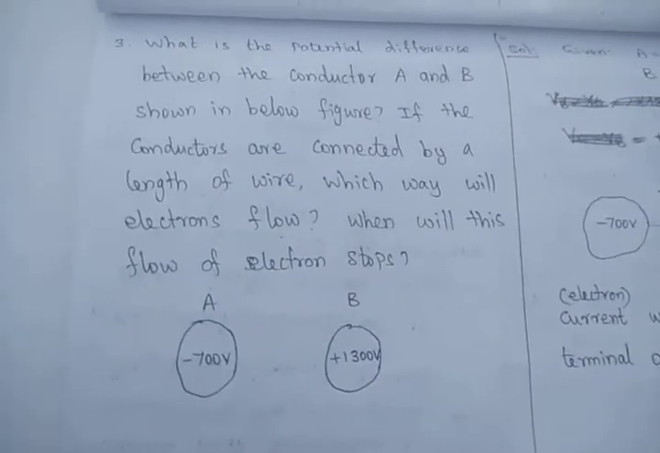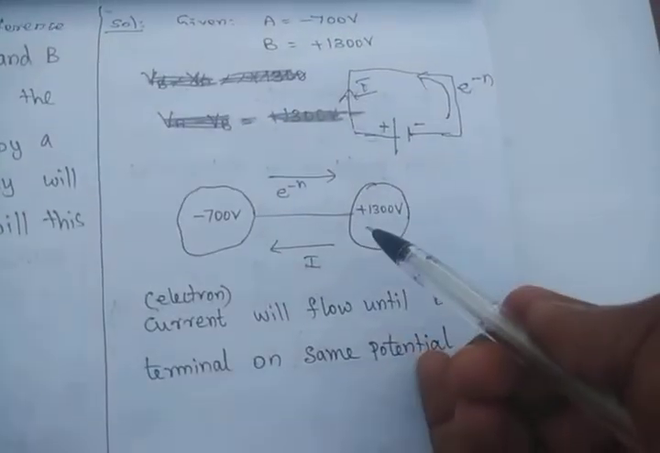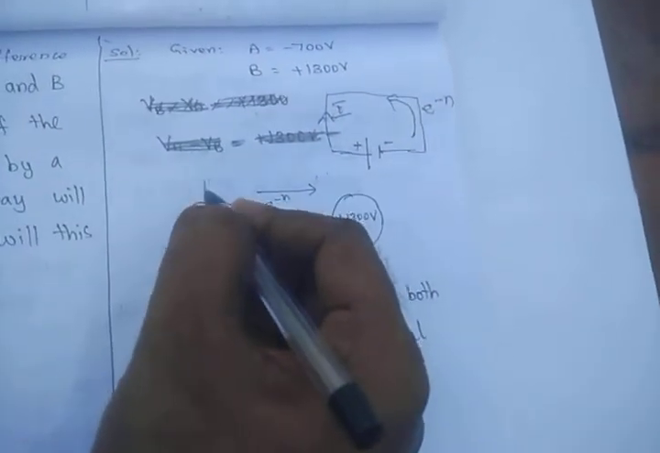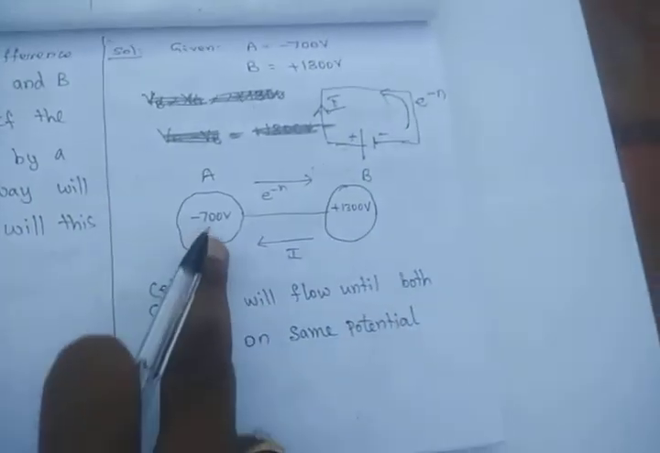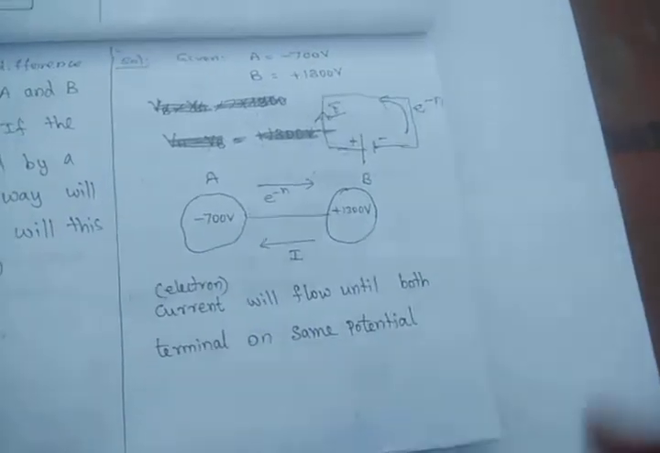The next question is, when will this flow of electrons stop? The flow of electrons will stop when the potential between these 2 points, end A and end B, becomes the same. If there is no potential difference, the current, that means the electrons, will not flow.